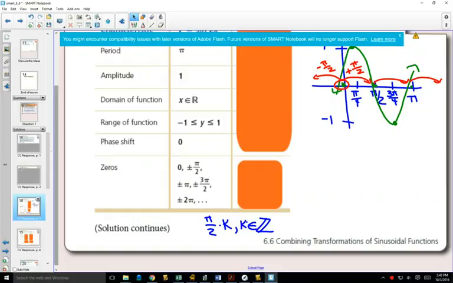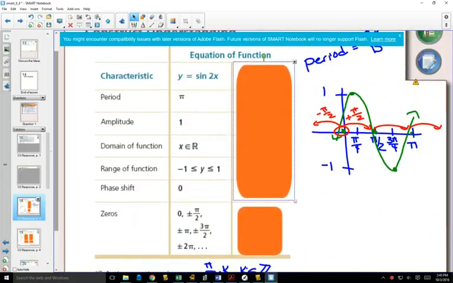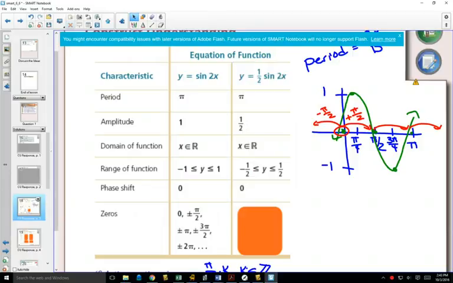So now if we look at the second one, for the second one here, we've now added a half in front. What's that going to do? That's going to be a vertical compression by a half. It's going to change our amplitude from being 1 to being a half. Luckily, I can quickly graph that by just changing these to a half. And my graph is perfect. We still have a period of pi. But now our range goes from -1/2 to a half.